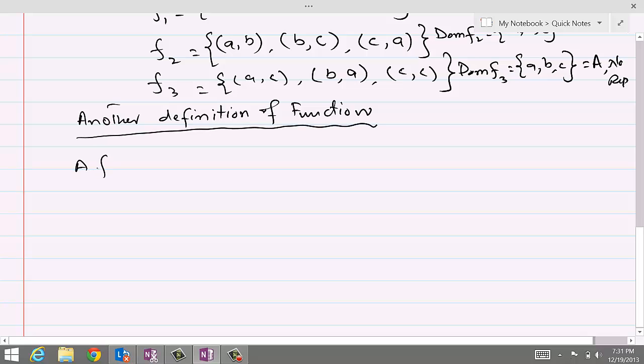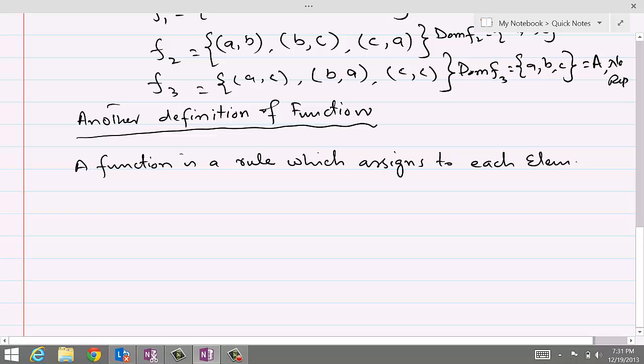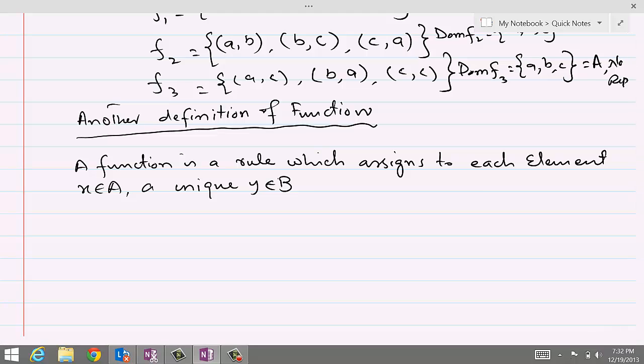A function is a rule which assigns to each element x belonging to A a unique y belonging to B. X and y are obviously the placeholders for elements of A as well as for elements of B.